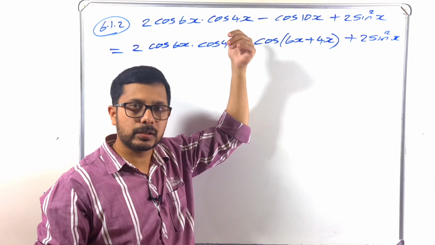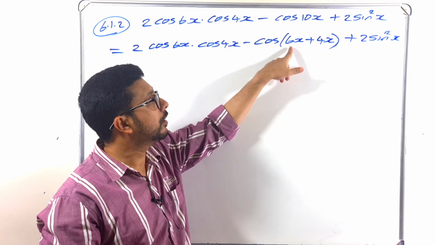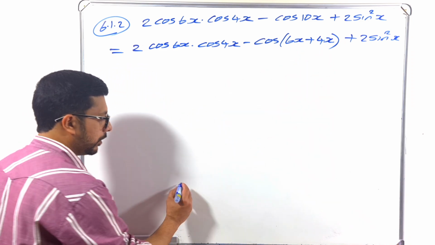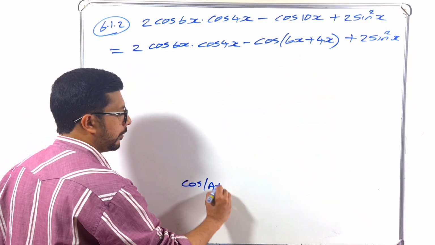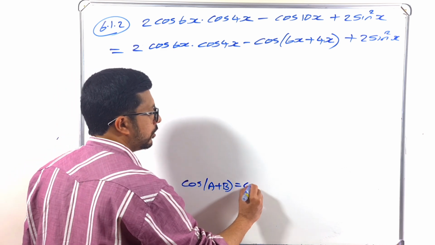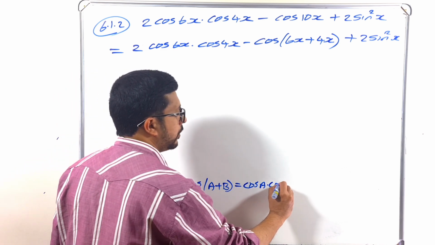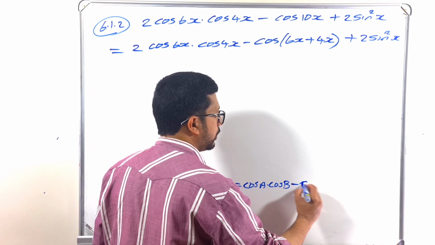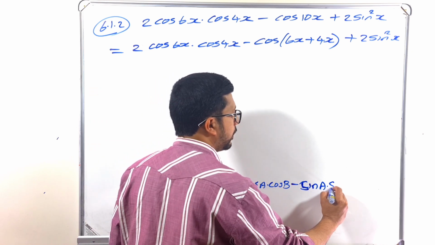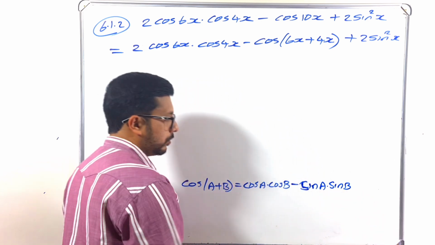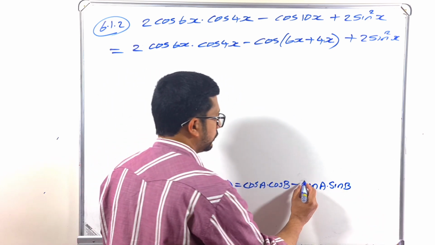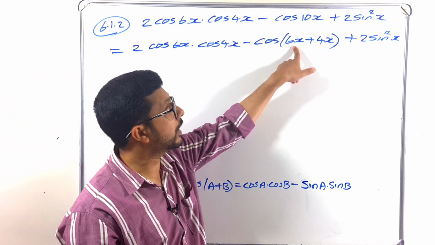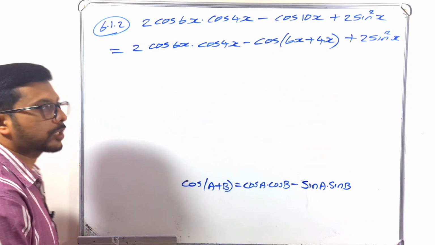That is why this is a part of the previous question. This is the cos of a plus b formula. So what is the expansion of cos of a plus b? Cos a cos b, then it is minus sin a sin b. This is the expansion of cos of a plus b. So here you can see that this is a plus b. So we are going to expand that one.